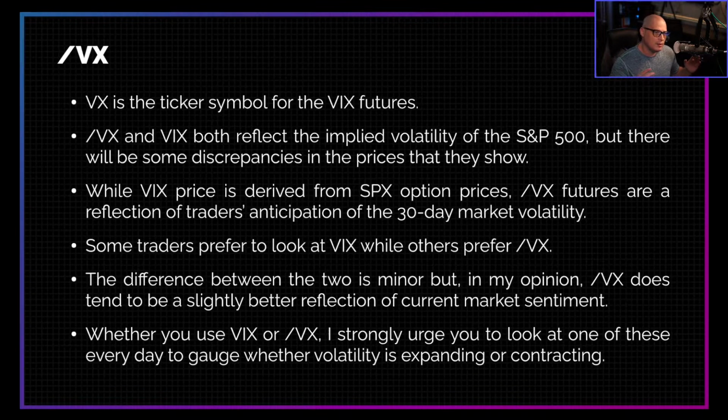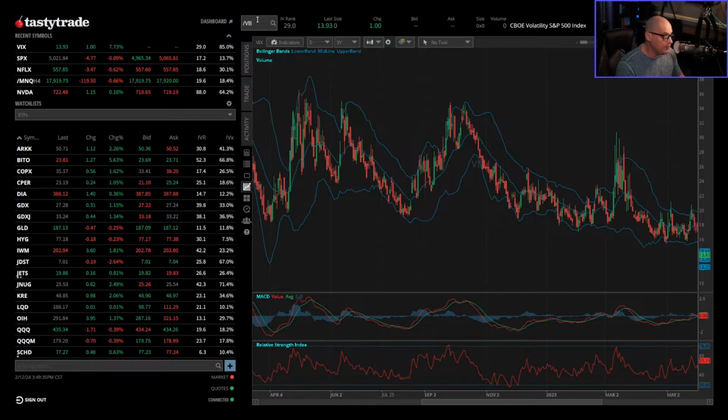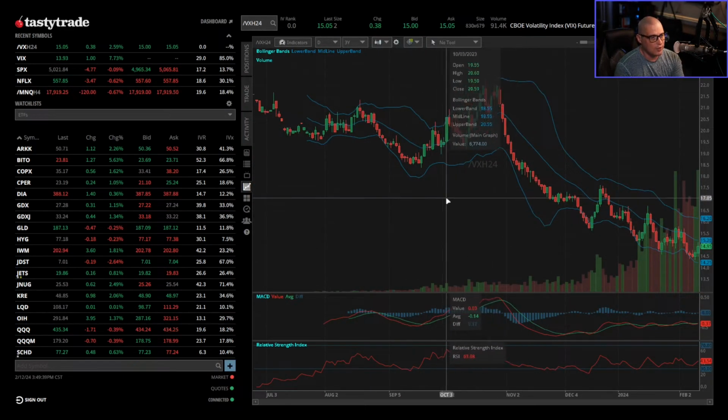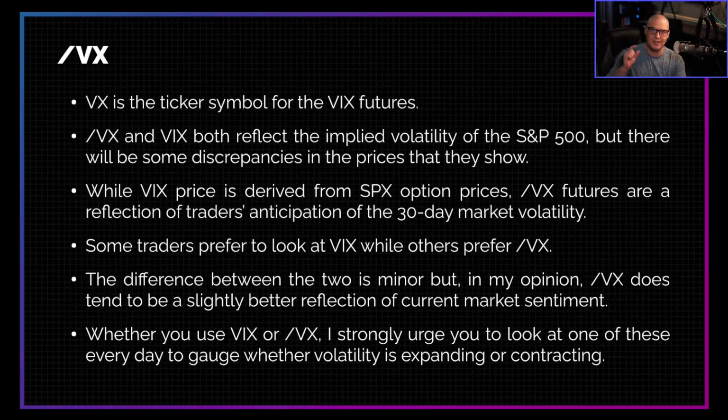Now let's talk about /VX. /VX is the VIX Futures. So if I go back to the tastytrade platform, this is VIX, and /VX would be the VIX Futures. And they are very similar. They both are tracking the implied volatility of the S&P 500, but they do it in slightly different ways. Therefore, the numbers for each are slightly different.